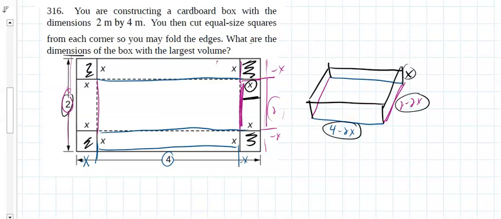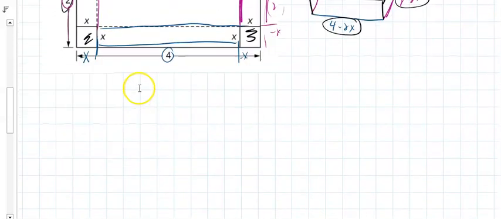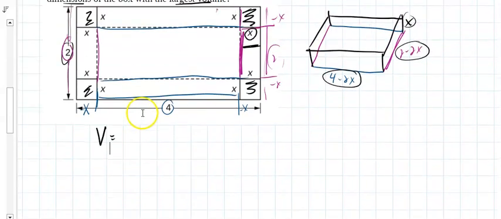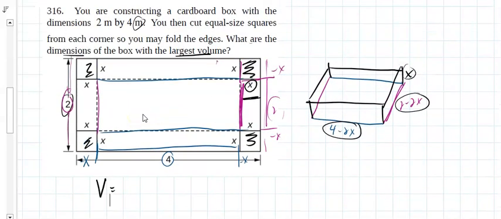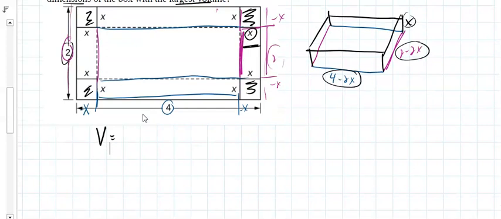What are the dimensions, in meters of course, of the box with the largest volume? Well, largest volume, that's a maximum volume. I'm going to find an expression for volume, take a derivative of volume, and do the testing to figure out where you have a minimum or a maximum. In this case, they want a maximum. Well, the volume of a prism is area of the base times the height, or simply length times width times height.